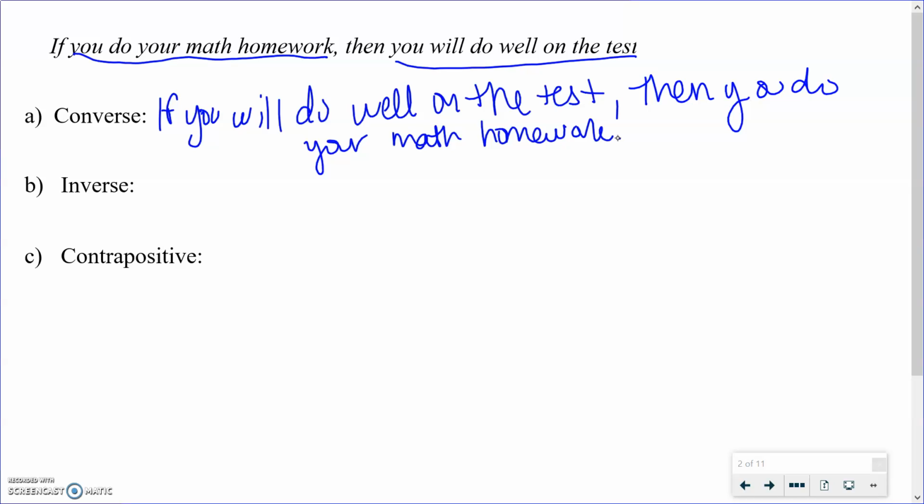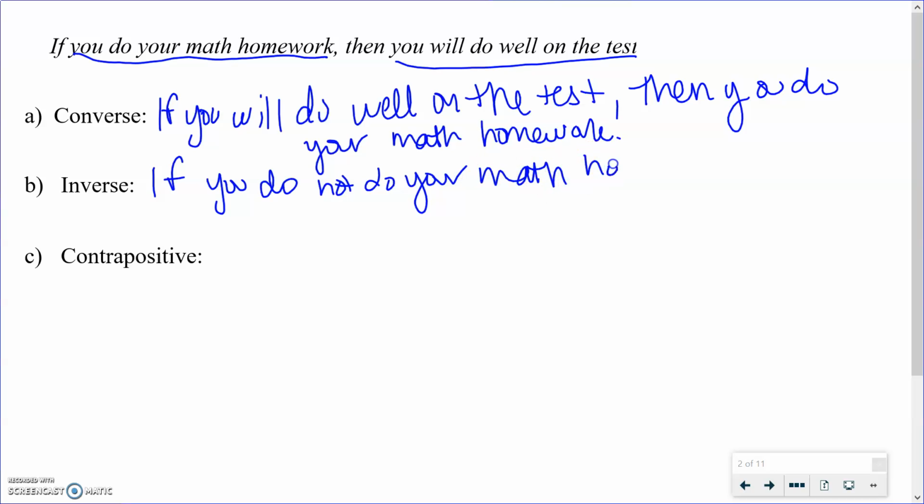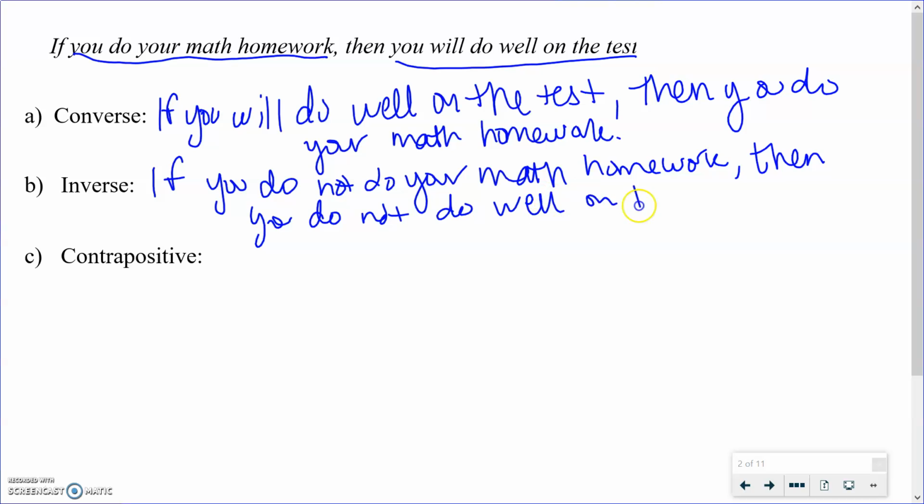The inverse is if you add a not to both. So if you do not do your math homework, then you do not do well on the test. Okay, so you're doing the not of both.